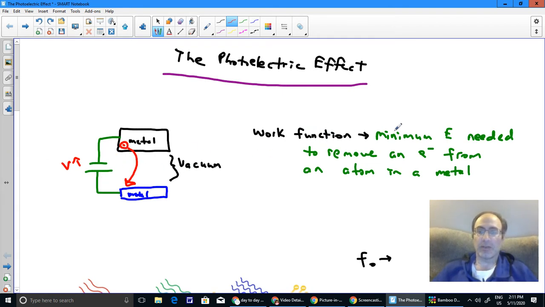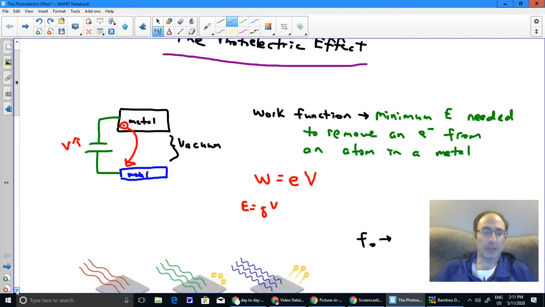And we call this amount of energy the work function, which is the minimum energy required to move an electron from an atom in a metal. And this work function is equal to e, the charge on an electron, times V, the potential difference. You might notice this formula in a slightly different form, E equals QV, which we learned when we were talking about electric fields.